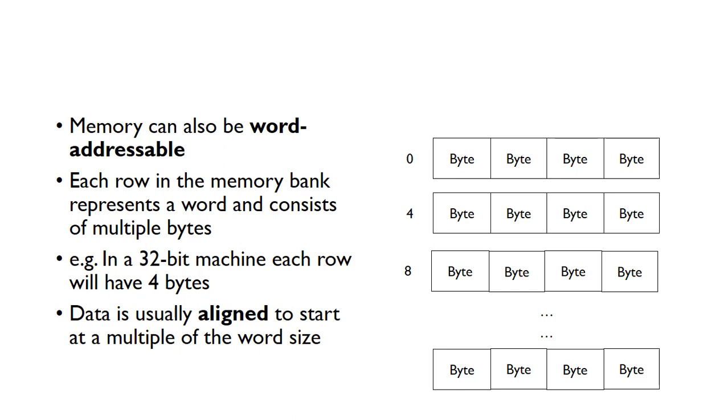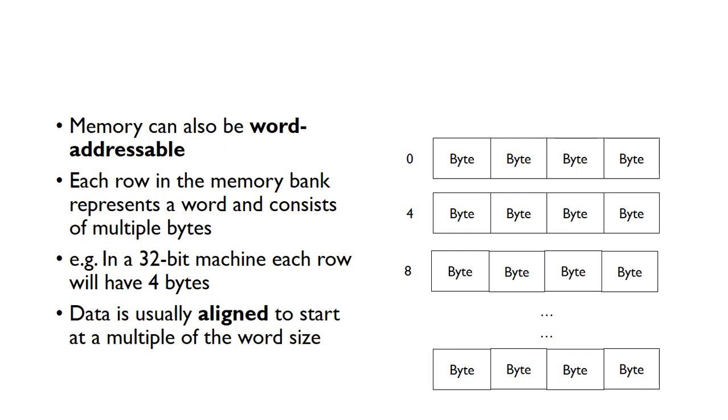Now, rather than being a byte in each row, each row in the memory bank represents a word and consists of multiple bytes. For a 32-bit machine, for example, this is going to be 0 up to 32, so that corresponds to 4 bytes. So each row in the memory bank represents a word, and in this case it'll be storing 4 bytes. Every row stores 4 bytes.